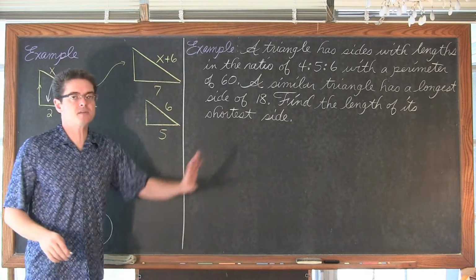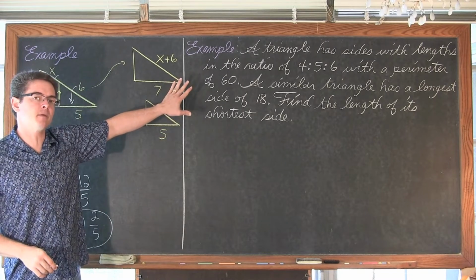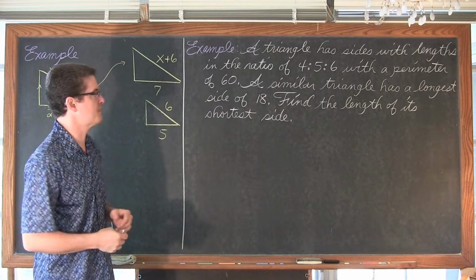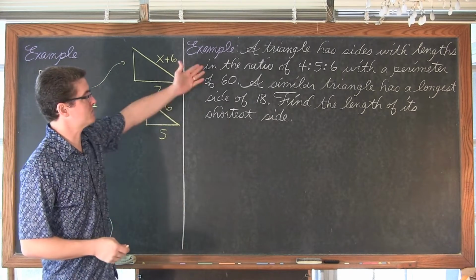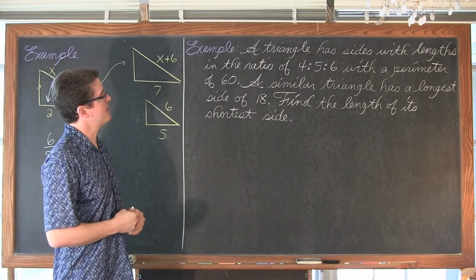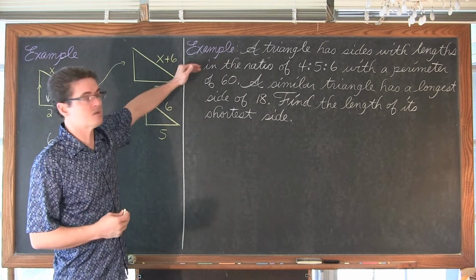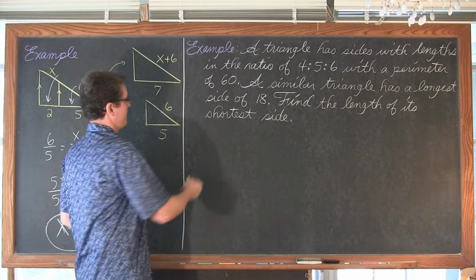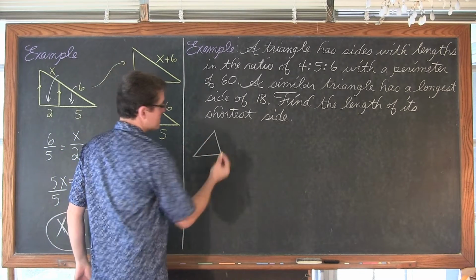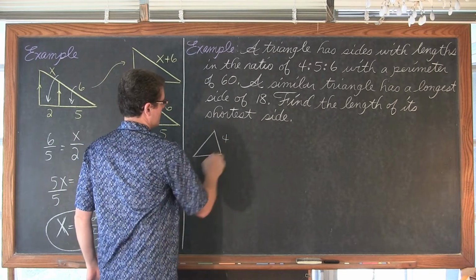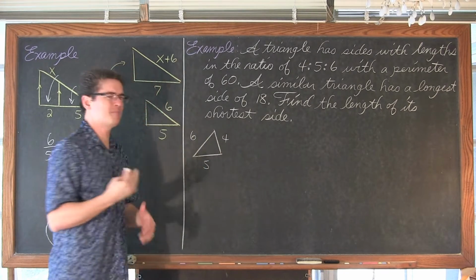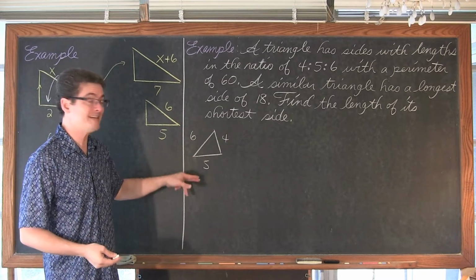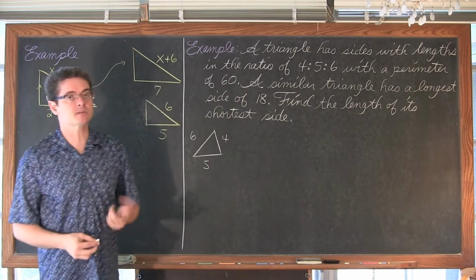Over here on this example, this is similar to the last example I did in my previous video, but we're going to tie it together now with similar figures and add another step to it and relate a given triangle to another one. We have a triangle with sides that have lengths that are in the ratio of 4, 5, and 6 with a perimeter of 60. So basically what we have is a triangle. I don't know what the sides are, but we have 4, 5, and 6. They can't be the lengths of 4, 5, and 6 because then the perimeter would only add up to 15. But the perimeter is supposed to add up to 60.